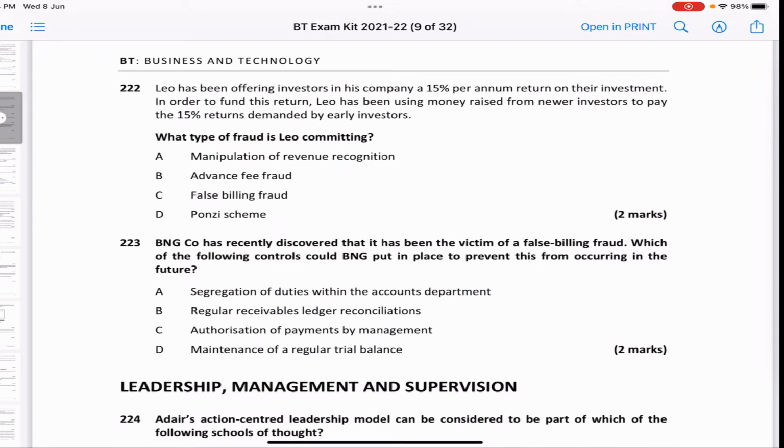Leo has been offering investors in his company 15% per annum return on their investment. In order to fund this return, Leo has been using money raised from newer investors to pay. So this is nothing but the Ponzi scheme.